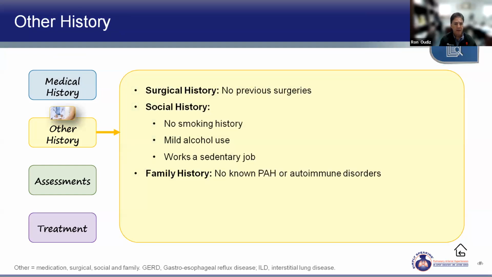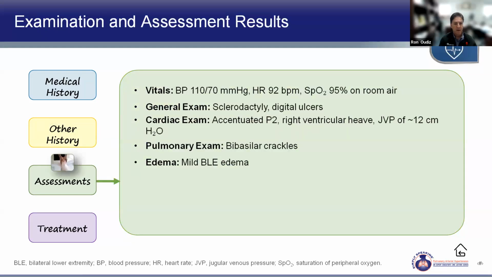She's had no surgeries, really not much in terms of social history. She works a sedentary job. These are her vitals. Her blood pressure is normal. Her heart rate's getting up there, 90s. Her oxygen is 95 on room air. She has sclerodactyly and digital ulcers from her scleroderma.